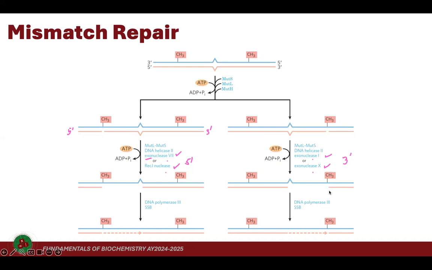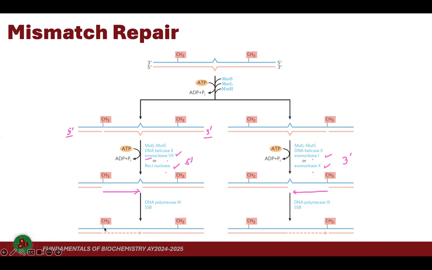For the action of your exonuclease 1 or exonuclease X, it's going from right to left. So they are removing the nucleotides one by one from right to left. But for exonuclease 7 or RecJ nuclease, their action is from left to right. They are removing nucleotides one by one from left to right. Again, if we are going from 5' to 3', left to right.